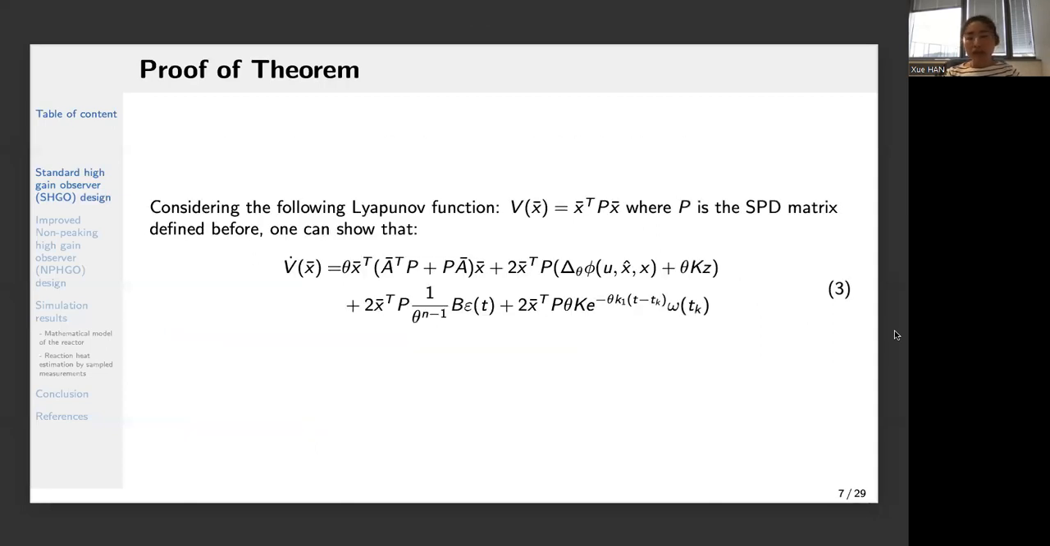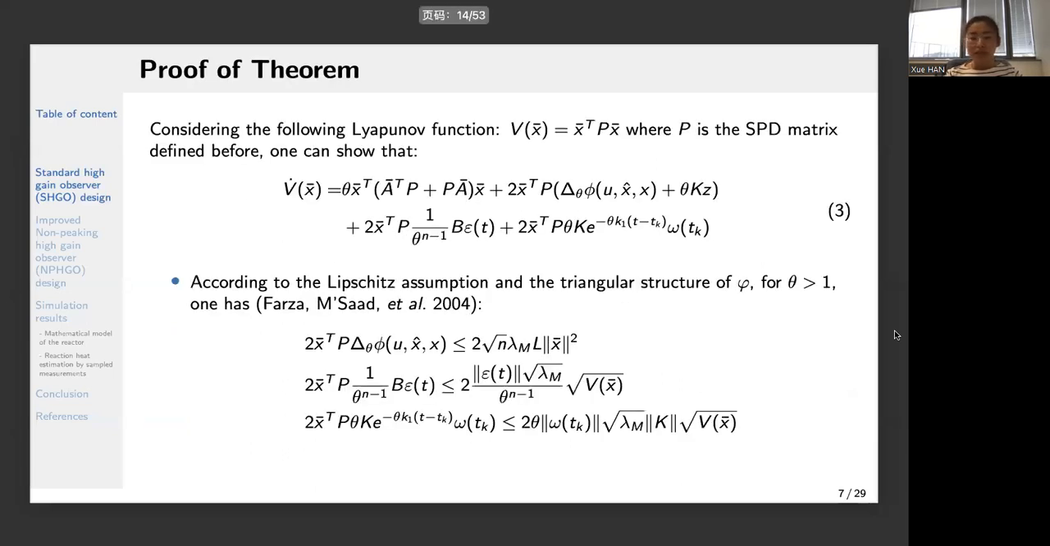So we will define a Lyapunov function V(x bar), and it equals x bar transpose times P times x bar. And P is the symmetric positive definite matrix defined before. And we can easily calculate the derivative of V(x bar). And then, according to the Lipschitz assumption mentioned before, and the triangular form of the function phi, for any theta bigger than 1, we can have this part is less than this term.